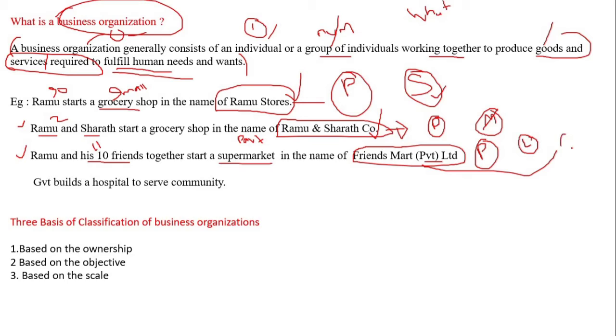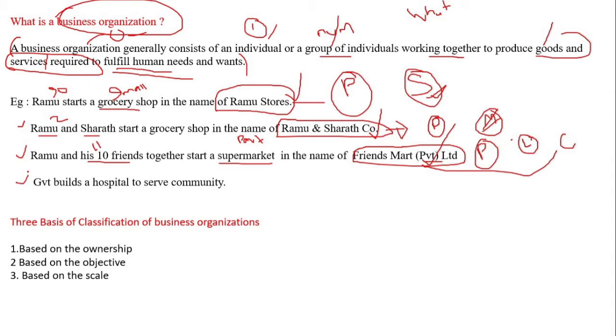Company, right? They start a company in the name of Friends Mart Private Limited. Still, the Friends Mart Private Limited is a business organization, right? As long as it produces goods and services to fulfill human needs and wants, right? Profit, large, irrespective of size, whether it is small, medium or large. These three are business organizations.